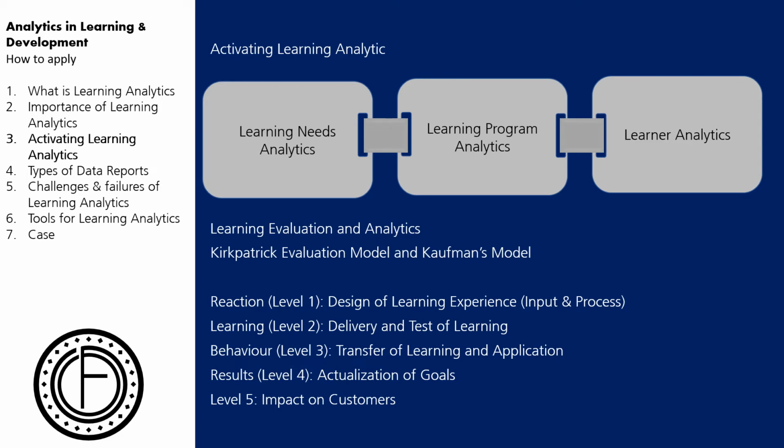Are people really using this learning? What percentage of people who go through this kind of intervention really get to impact the workplace and the job? Then level 4 is more about the result, the actualization of goals. Do we achieve the right result as far as what we set out to achieve? And then level 5, which speaks more to Kaufman's model, is the impact on the customer.